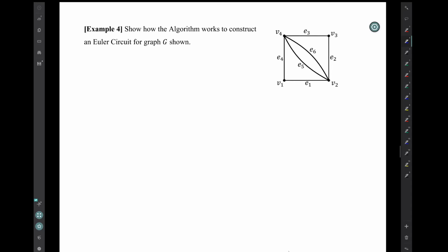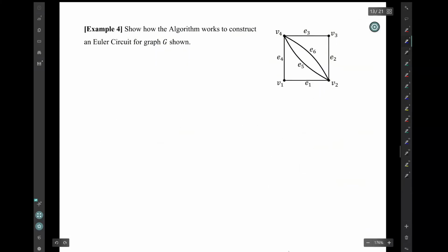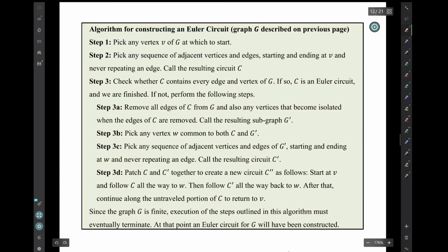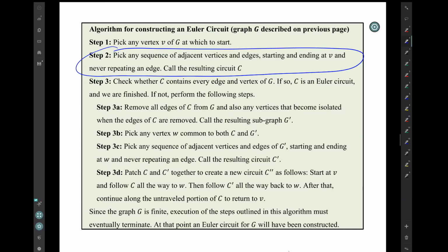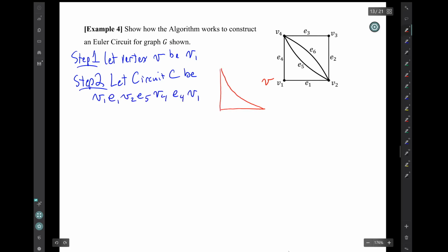Well, let's go up and see what the algorithm tells us to do. Step 1, pick any vertex V of G at which to start. Well, let's let our vertex V be V1. What's next? Step 2 is to identify a circuit that starts and ends at V. Well, our circuit could be the following. What's next?